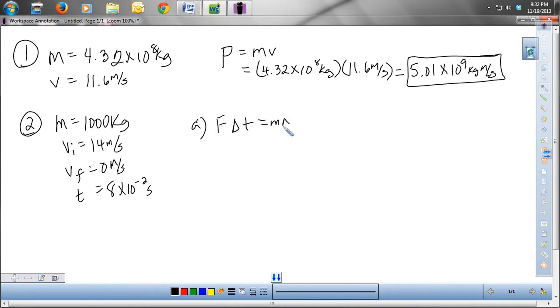So the impulse, F delta T, is equal to M delta V is what I'm supposed to do. The impulse lasts for 8 times 10 to the minus 2 seconds. The mass is 1,000 kilograms. And the change in velocity is negative 14 because it's final minus initial. So the retarding force, or the force that slows you down, is a negative 175,000 newtons.